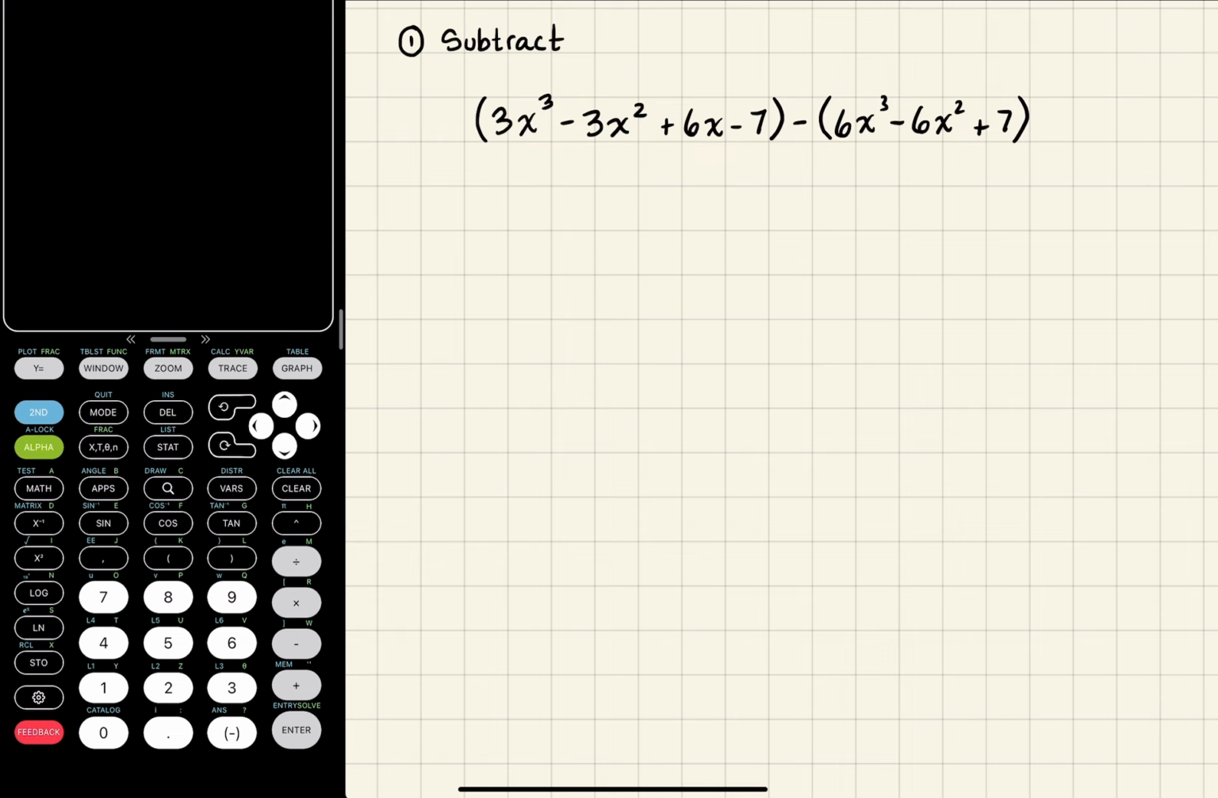And you might remember, if we have a subtraction sign outside of parentheses, we need to treat that like a -1, and we're going to distribute or multiply throughout the parentheses. So if we do that, we'll end up with a minus 6x cubed. A negative and a negative is a positive 6x squared, and a minus 7. We'll bring down the terms from the first expression.